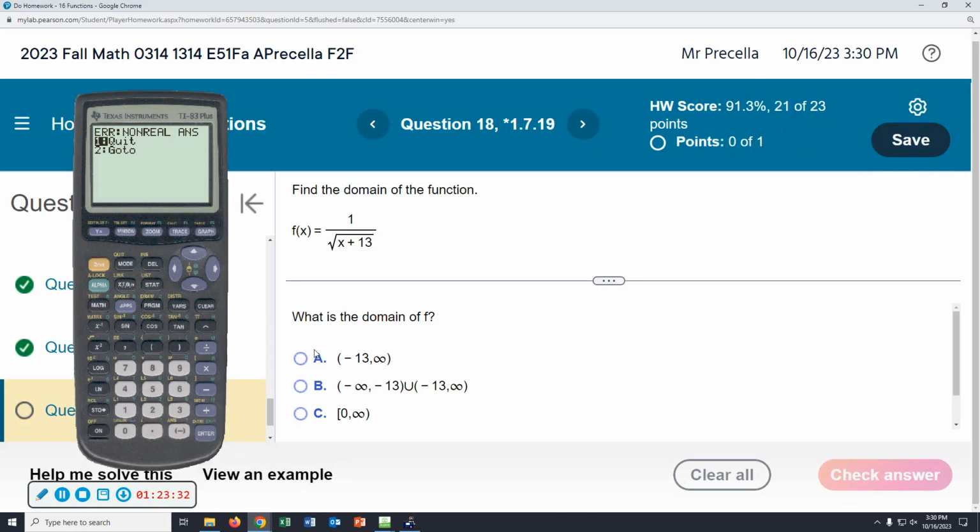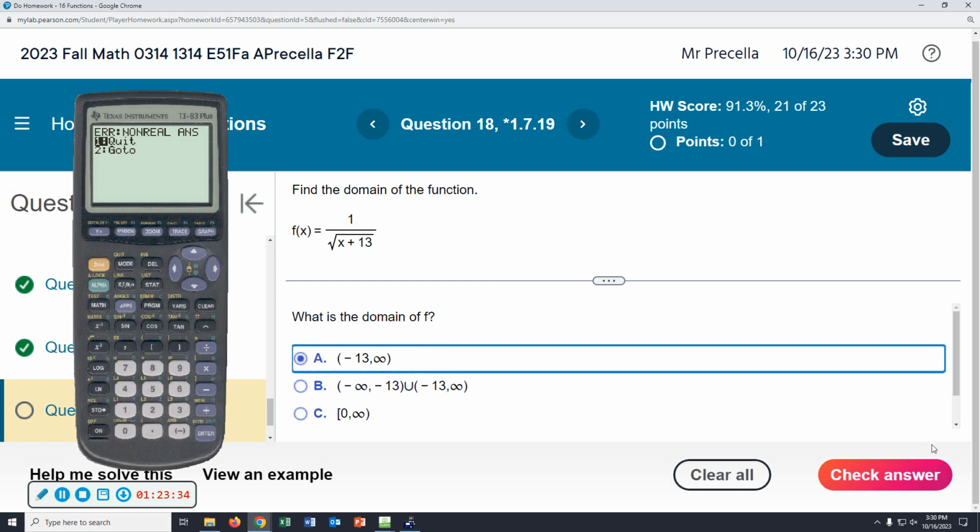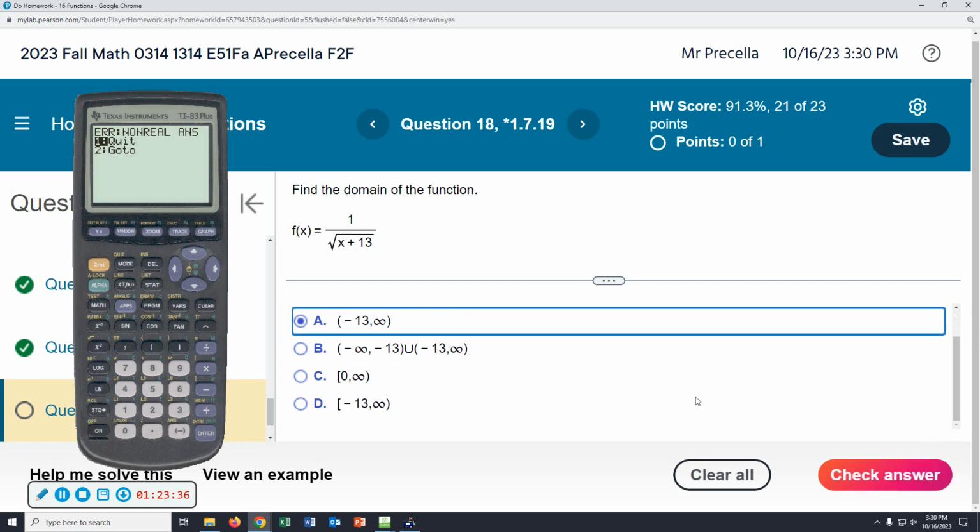Oh, this one was a multiple choice. I think there's a D option. Oh, wow. That's tricky, isn't it? You'll see I'm choosing A. Don't include negative 13. What's the difference between A and D? D is saying you could plug negative 13 in for x, and you can't.